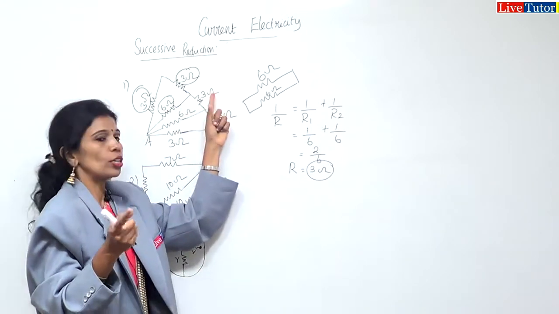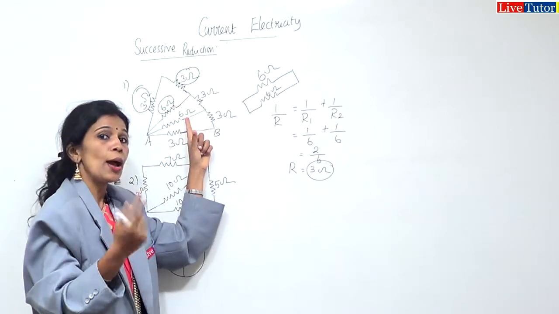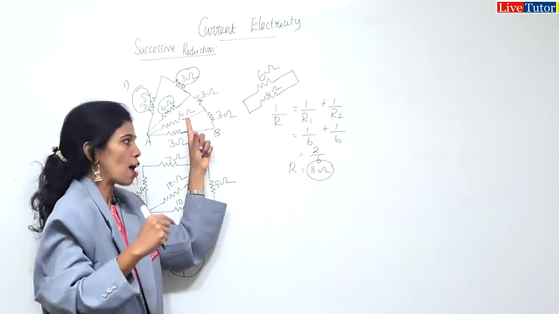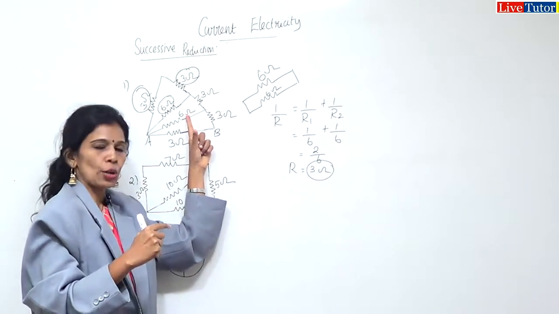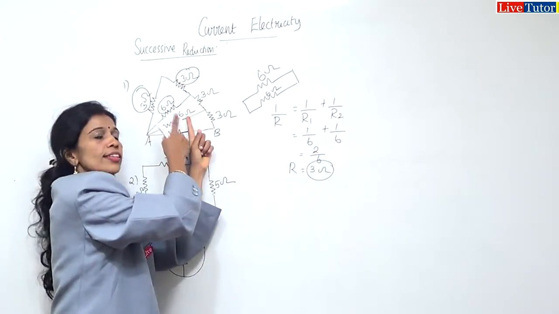3 plus 3 equal to 6 ohm. These 6 ohm resistors are connected in parallel. So what did I say for parallel? The answer will be half. So again you will be getting 3 ohm. So for all these resistors, the effective resistance is 3 ohm.